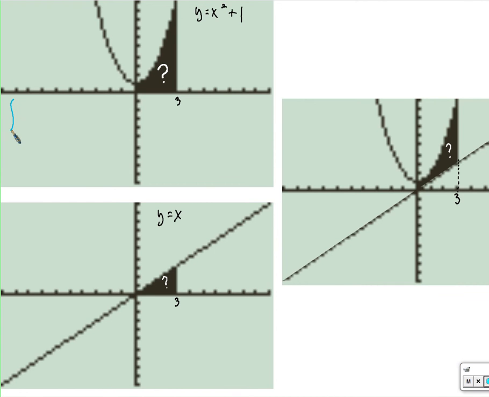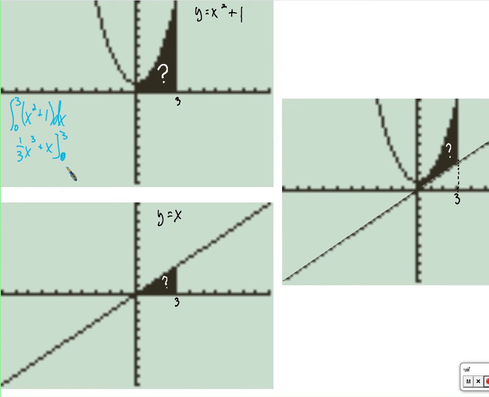So we find the definite integral from 0 to 3, from left to right, of what? x squared plus 1. Yes. Okay, so we take the antiderivative of x squared plus 1, we get? 1/3 x cubed plus x. Yeah. We do that from 0 to 3.